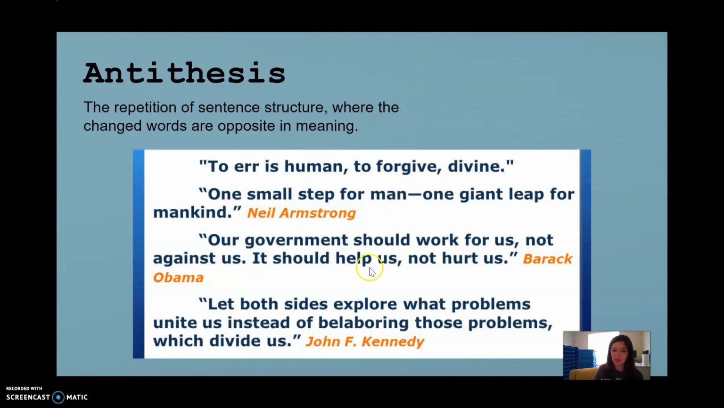And it does the same thing here. Our government should not work for us. Our government should work for us, not against us. So our government should blank for us, not blank us. Work for as opposed to work against, opposites. And so that's how antithesis works. The most famous example is it was the best of times, it was the worst of times.